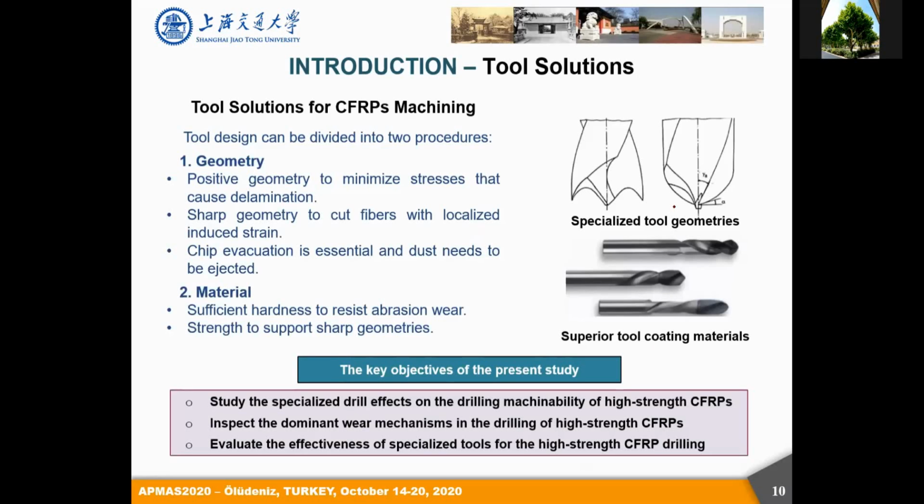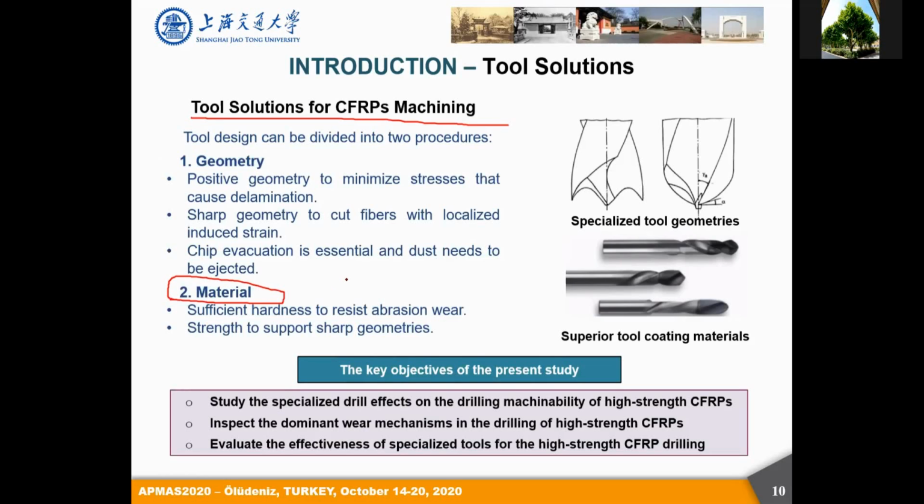So how to cope with such difficulties encountered in composite machining? The potential solution is the design of functional tools dedicated to composite machining. The tool design can also be divided into two procedures. One is the modification of the tool geometries, such as changing or modifying the tool chisel edge zones. And another method is the selection of advanced tool materials in order to offer sufficient hardness to resist abrasion wear.